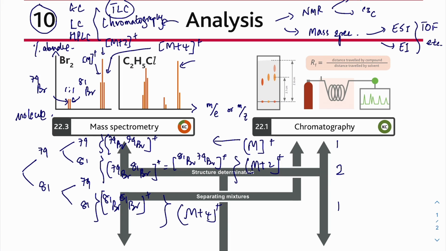That is the parent ion. That will be the M plus, which is essentially C2H5Cl plus. And you can think about the small one, that is like 3:1. And that is because that is with 35 chlorine. This is M plus 2 plus, that is C2H5 37Cl plus. That is your M plus 2 because 37 chlorine.